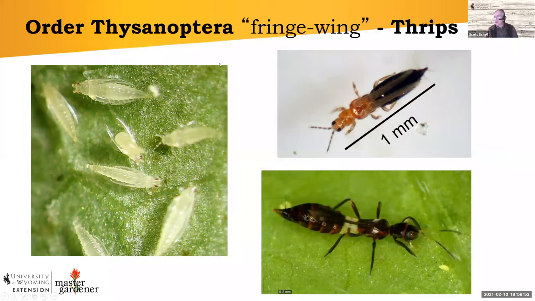The order Thysanoptera. They're probably pretty numerous. We just generally don't pay them a lot of attention unless they are causing problems on our plants. The fringe wing, or thrips, refers to the adult thrips having a feather-like wing. They're tiny. Most of them are maybe a millimeter in length from head to tail, and a millimeter is about 1/25th of an inch, so very small. There are actually some of them that are beneficial. They can feed on the eggs of other insects or mites. They're usually boldly colored.